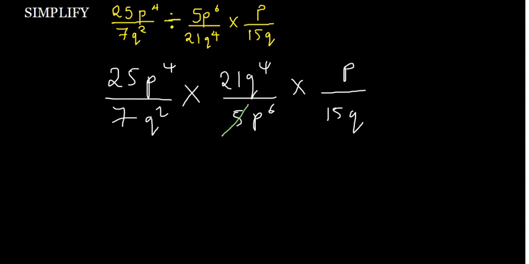So 5 will cancel with this, so we're going to remain with 5 into 25 will give us 5, right? Then this 5 again will cancel into 15, so we're going to remain with a 3. And then 7 can go into 21, that is the 3, right? So again, this 3 will cancel with this 3, you see?